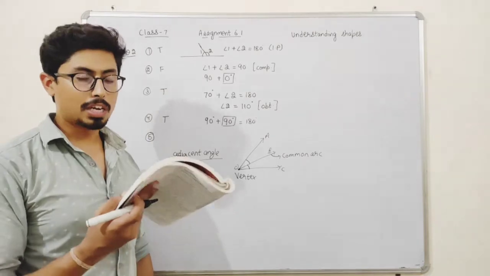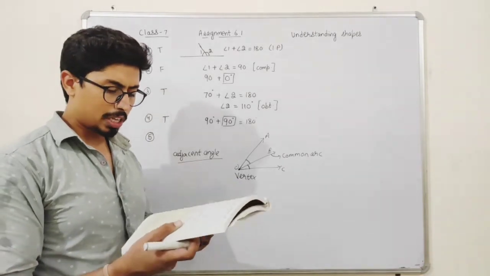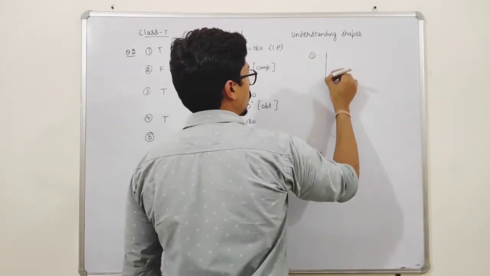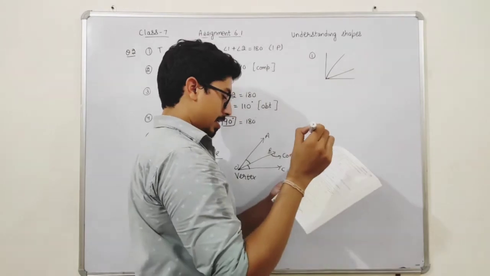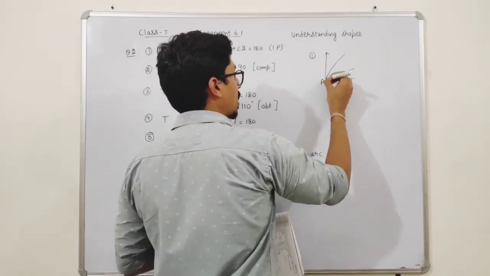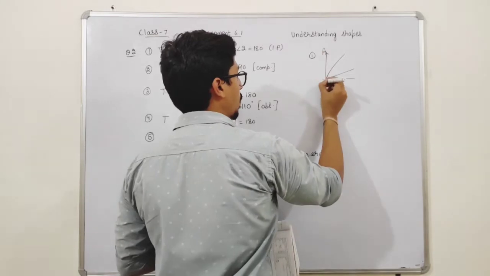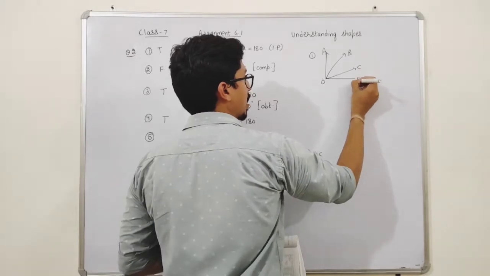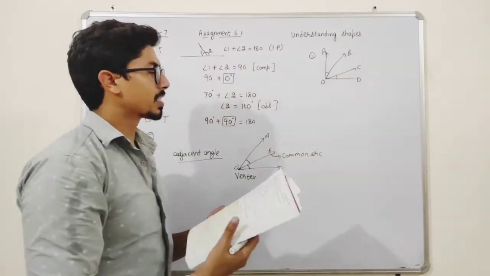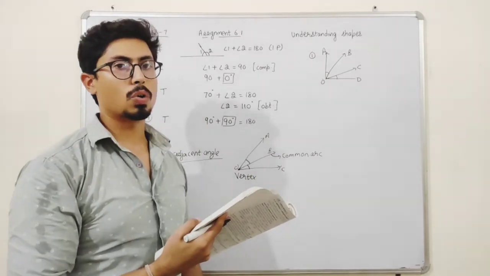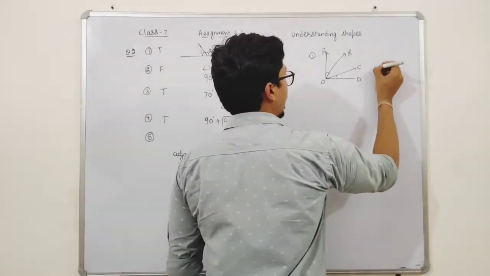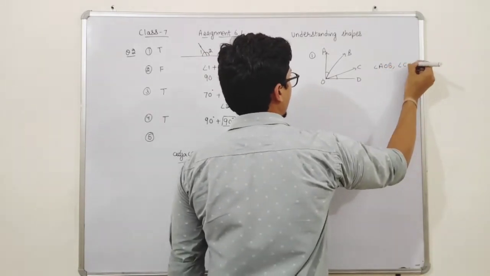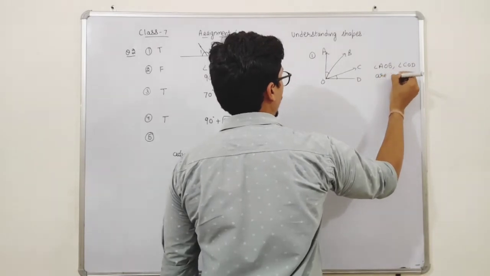Moving forward to question number 3, students. In this question, two figures are given to us. First is this, students. The names are A, O, B and C, O, D. This angle and this angle. They are asking whether these two angles are adjacent or not. No, students. Angle AOB and angle COD are not adjacent.